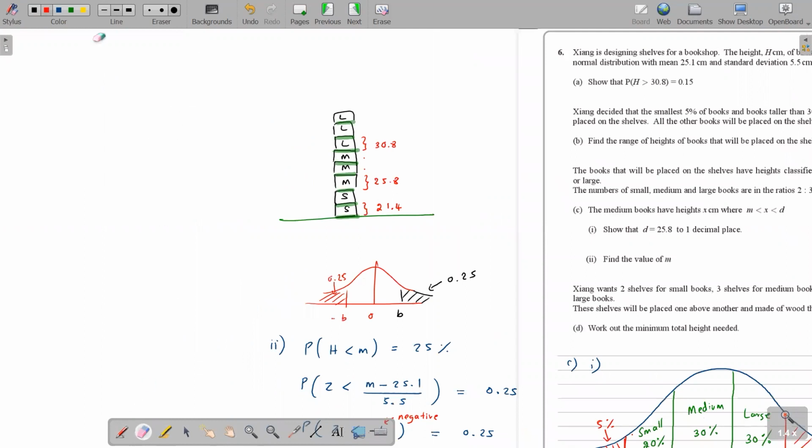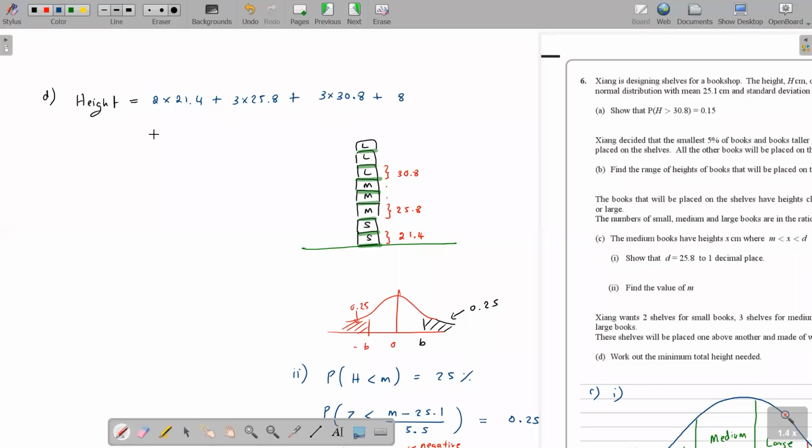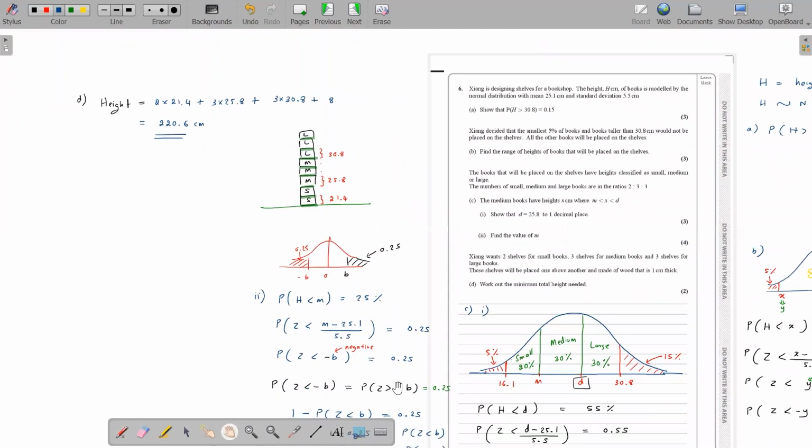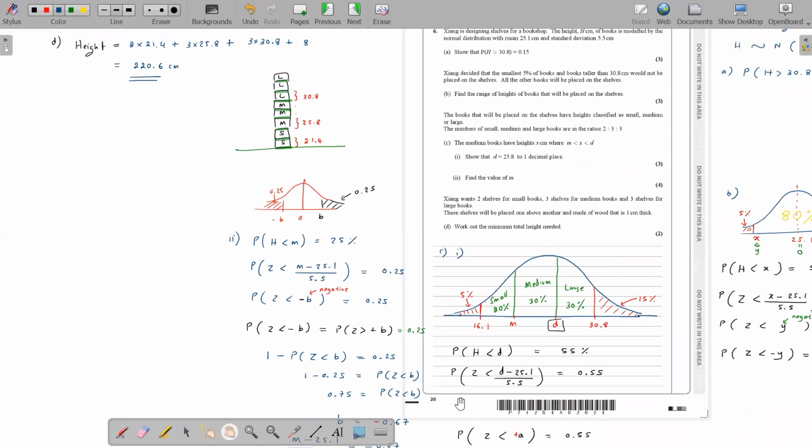So what's the minimum height? So for height, you have 2 times 21.4 plus 3 times 25.8 plus 3 times 30.8. In addition to that, for the thickness you have the 8 centimeters. So add everything. How much do you get? So the answer is equal to 220.6 what? Centimeters. Okay. So I hope all of you clearly understood how this works. So this is the end of the October 2021 S1 paper discussion.